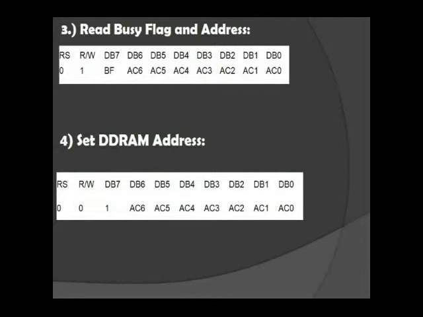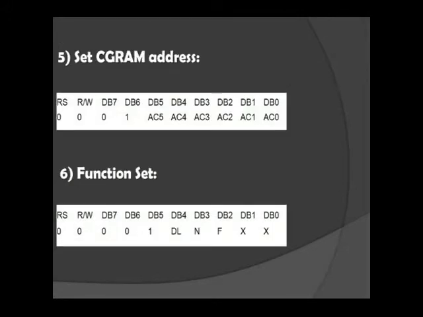Set DDRAM address. In 2-line display mode, the DDRAM address in the first line ranges from 00H to 27H and the DDRAM address in the second line is from 40H to 67H. Set CGRAM address. Set CGRAM address to address counter. This instruction makes CGRAM data available from the MPU.